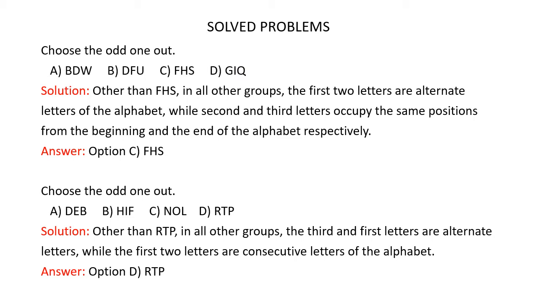But in option C, F and H are alternate letters, but H is the eighth letter from the beginning of the alphabet, whereas S is not the eighth letter from the end of the alphabet. So obviously FHS is the odd one out here. So the correct answer is option C, FHS.